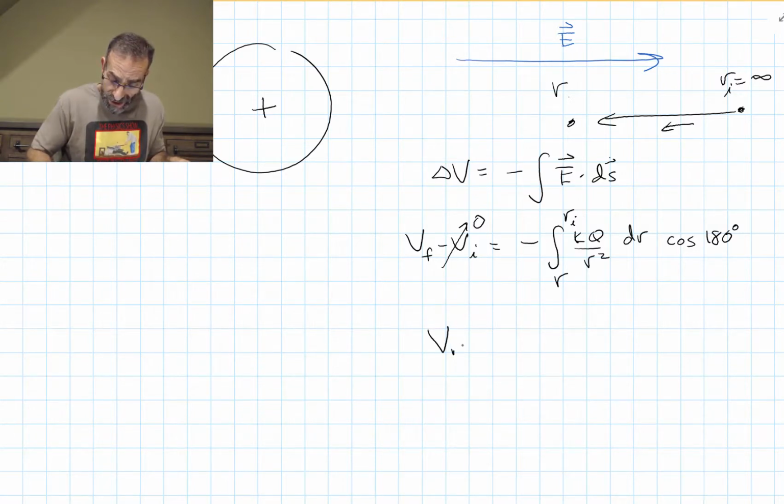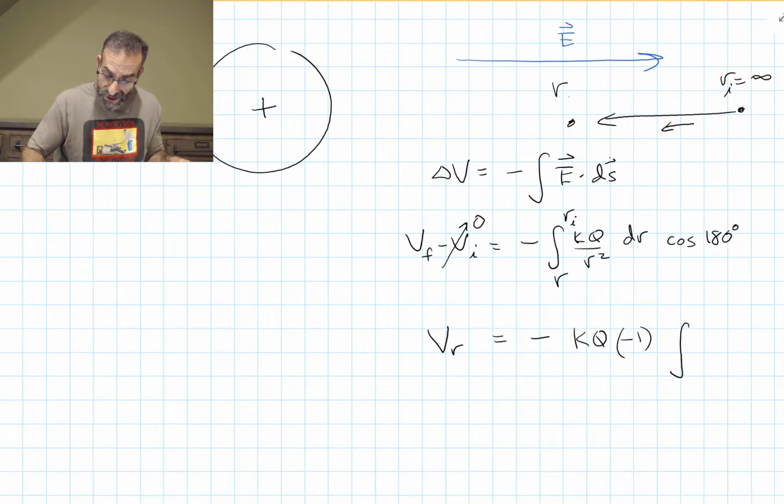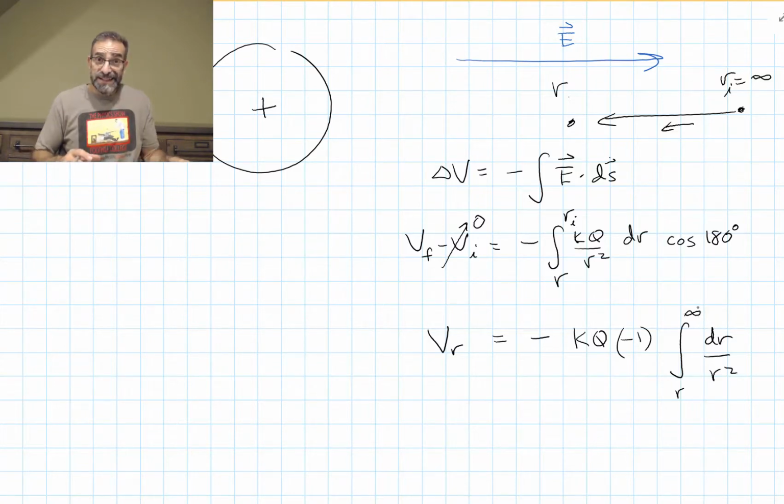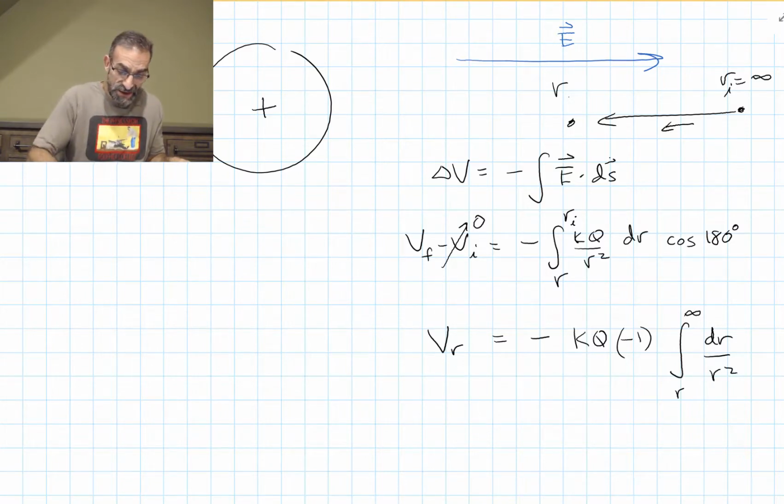So v final, I'm just going to call it v at r, any r, is negative k q. We have a minus 1 from our cosine 180. We have an integral of dr over r squared, and we're integrating from r to r initial, which is infinity. I'm just going to put infinity here. Remember, I said getting your minus signs correct is tricky. Getting it all correct is tricky. Let's just see how we did, and in the end, what do we know the potential has to be?